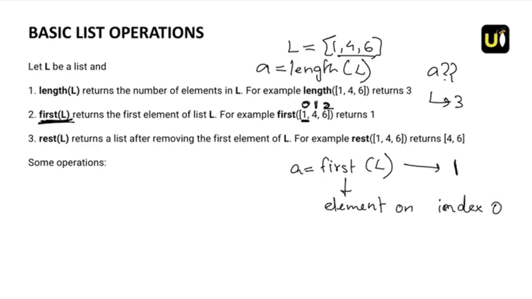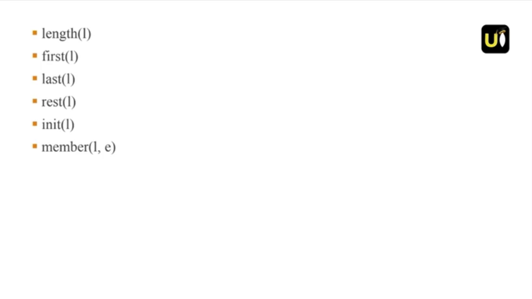Okay, so rest of L returns a list after removing the first element of L. So it will return everything, but it will exclude the first element. So in this list, rest of L returns 4, 6. Like A equals rest of L, then A will return a list of 4 and 6, a list of the remaining elements. And we have some more operations here. So length, like we saw, returns the length of the list. First of L returns the first element. And similarly, last of L returns the last element.